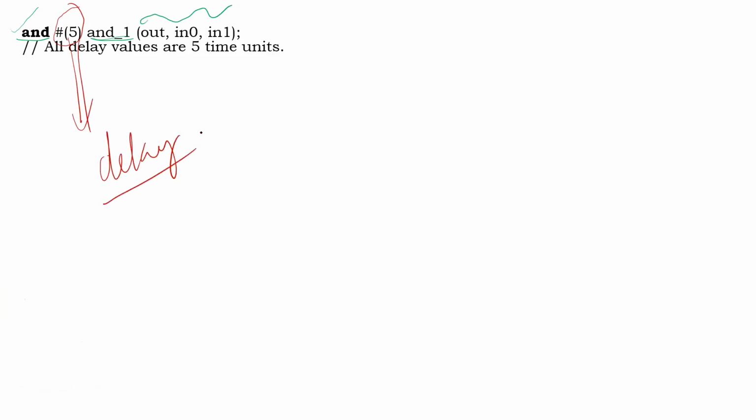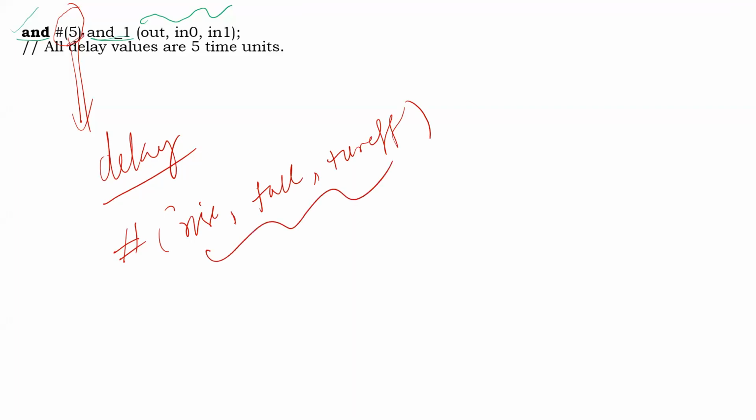As I told you, you can write it in brackets like this: hash, first rise delay, comma, fall delay, comma, turn off delay. All are separated with commas. But instead of 3 values, here only 1 is there, that means hash 5. In brackets, it means rise delay is 5 units, fall delay is also 5 units and turn off delay is also 5 units. All 3 delay values are equal. That is one type of representation.